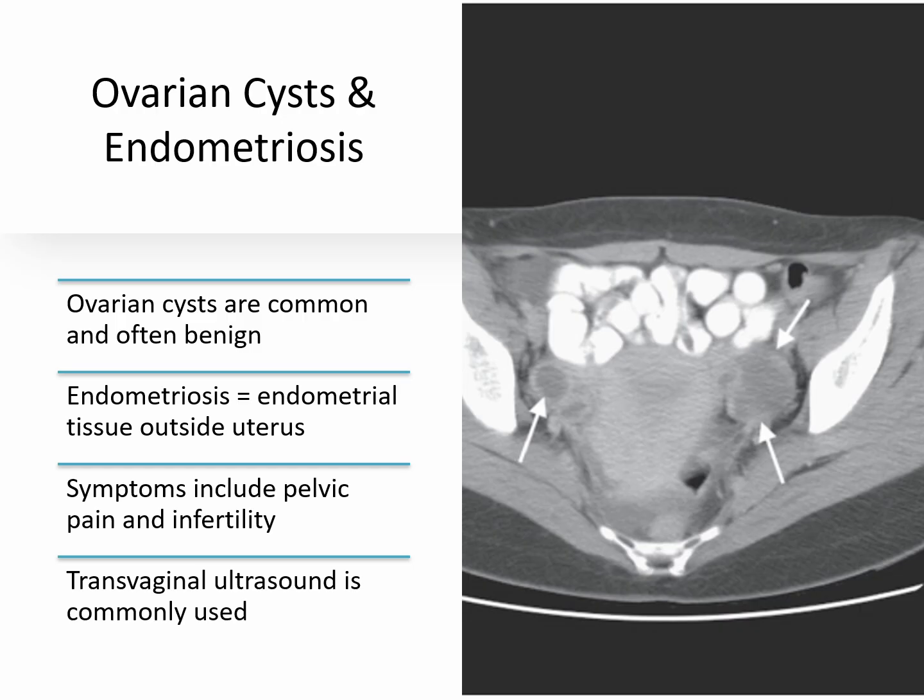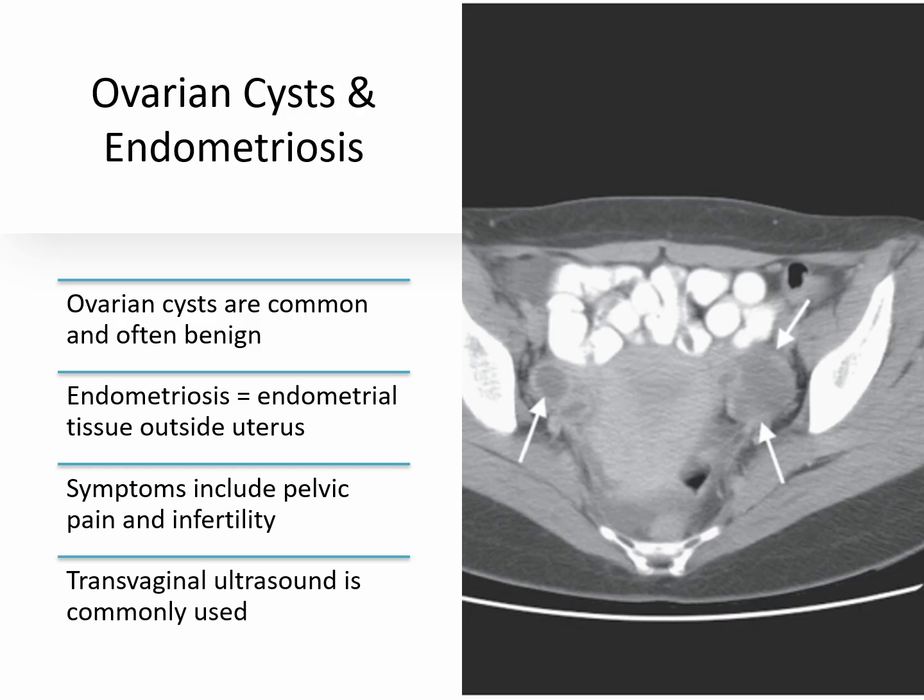Endometriosis: endometrial tissue grows outside the uterus. It causes pelvic pain, painful periods, and infertility. Imaging would be a transvaginal ultrasound, and sometimes MRI is used. Endometriosis is strongly associated with infertility.